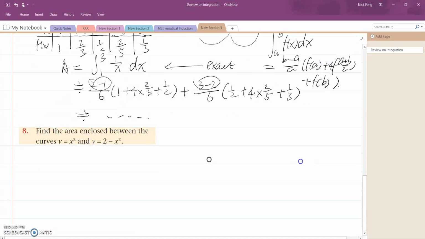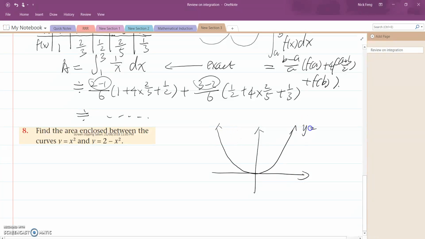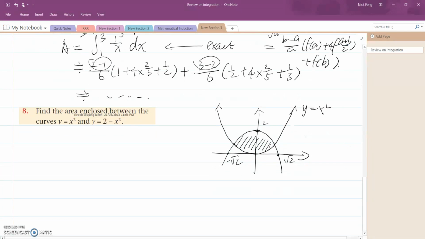Find the area enclosed between the curve y equals x squared and y equals 2 minus x squared. So this time it is area between the two curves. y equals x squared, a concave up parabola, and 2 minus x squared, a concave downward parabola with y-intercept 2. By the way, the x-intercept is plus or minus root 2 if you're interested. So you're looking for this area. Okay, so let's take a look. First of all, in order to do this, we have to find the points of intersection because that's where your boundary would be.